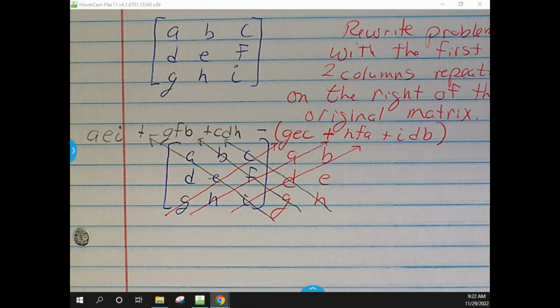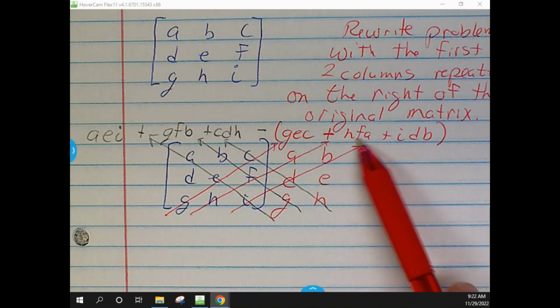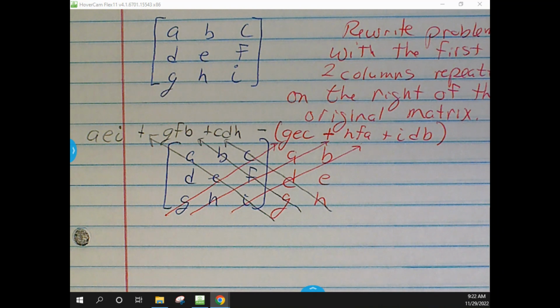GFB or BFG. Is that Big Friendly Giant? Is that what the movie was? Yeah, BFG, Big Friendly Giant. Yeah, and then CDH. And then you got a gecko, GEC, HFA, or if you did HAF, and then IDB, Internet Database. All right, Big Friendly Giant. There you go. Or BF Goodrich if you're in tires.